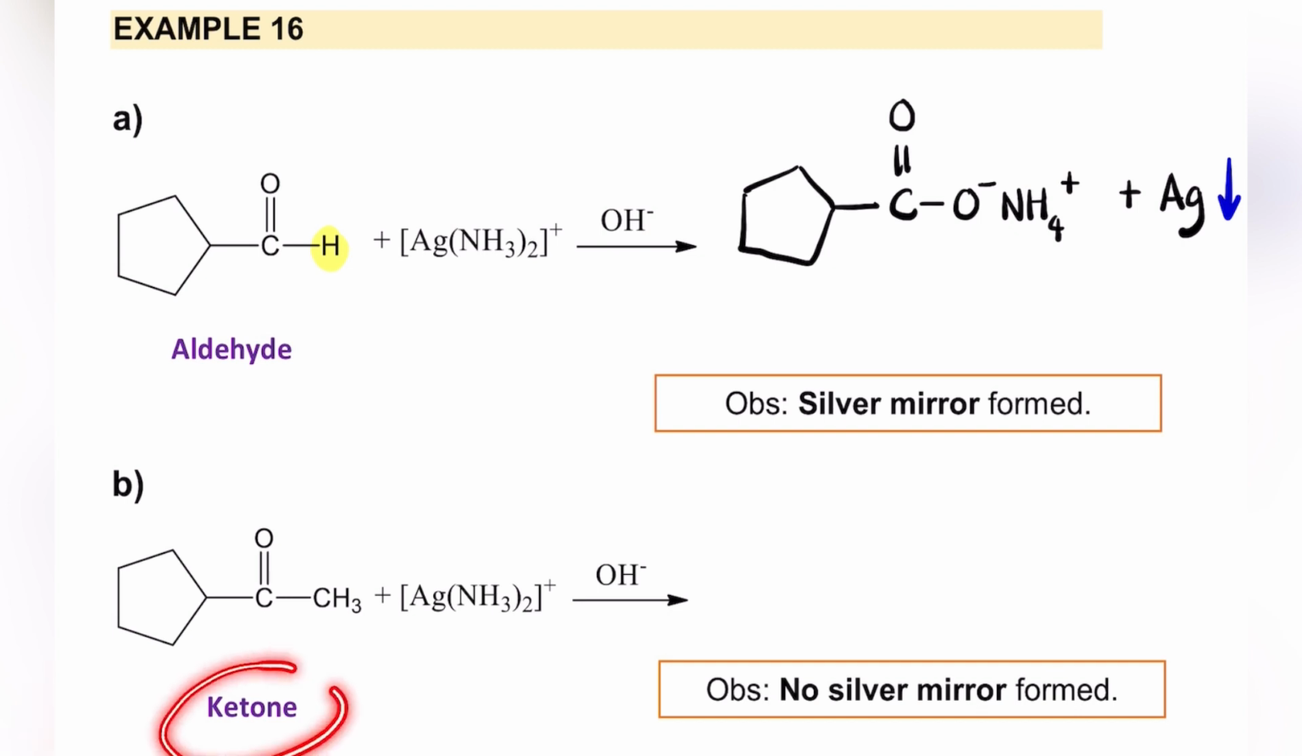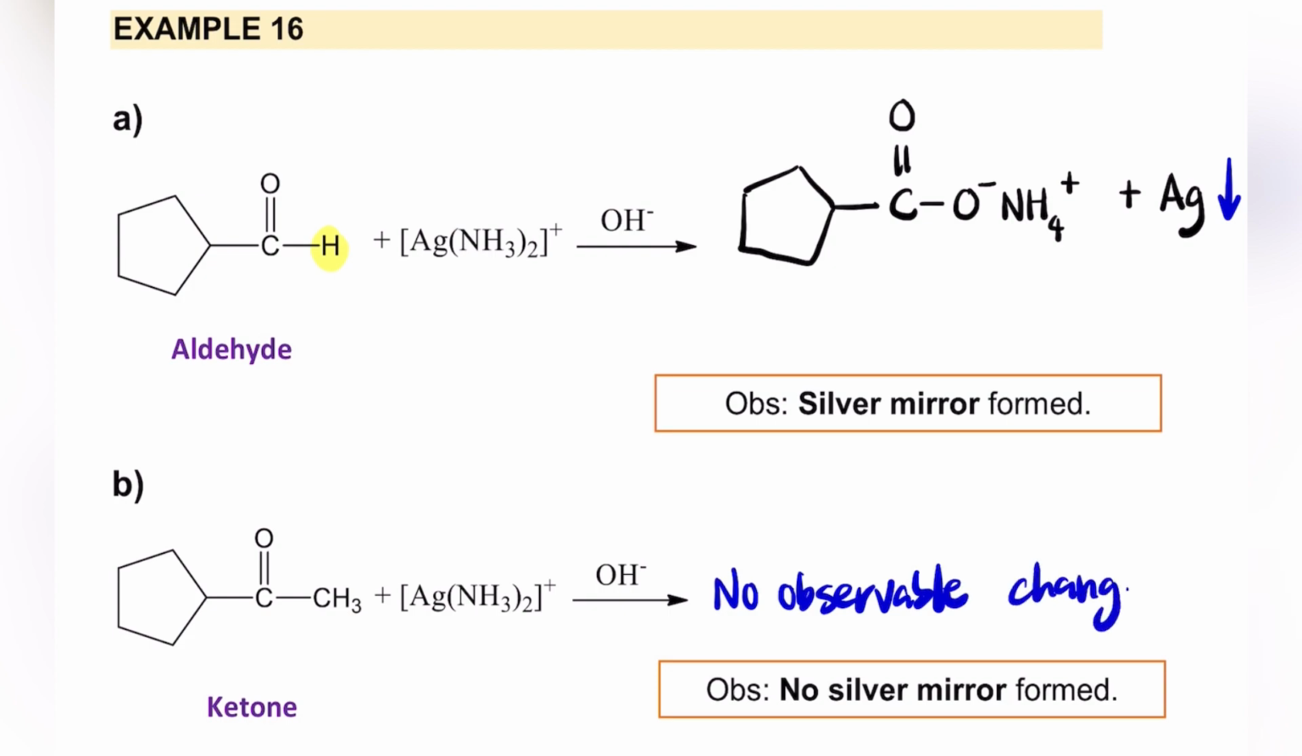However, for ketone, as we know, there is no reducing hydrogen here. So what will happen? No silver mirror form as the observation, and your equation you should put no observable changes. So make sure you write the correct observation and correct equation.